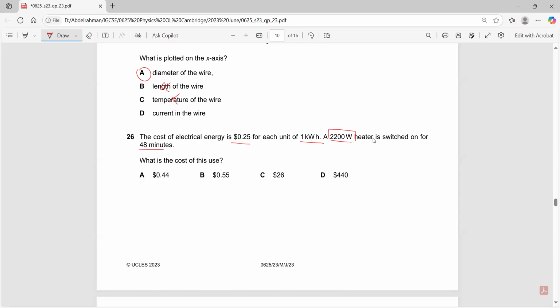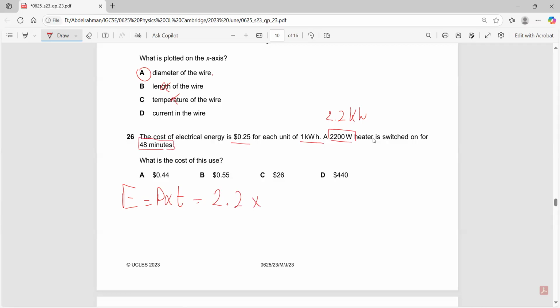Energy equals power times time. The power is 2.2 kilowatts. You have to convert it to kilowatts because we are finding it in kilowatt hours, so divide by 1000. And the time taken in hours.